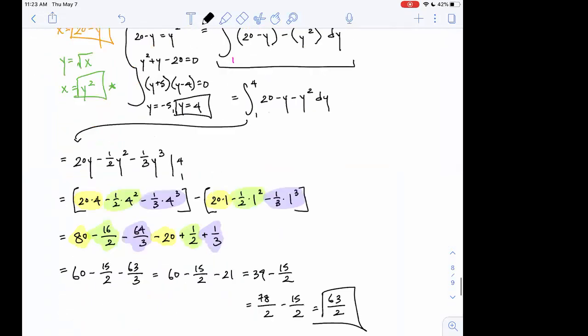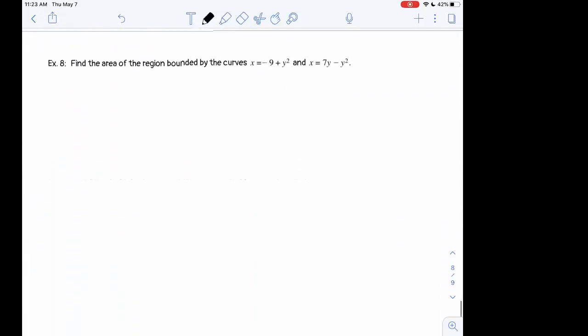So let's take a look at example number 8. Okay. So example number 8 is a good chance for us to practice that decision making. Example 8 says find the area of the region bounded by the curves x equals -9 plus y squared and x equals 7y minus y squared.